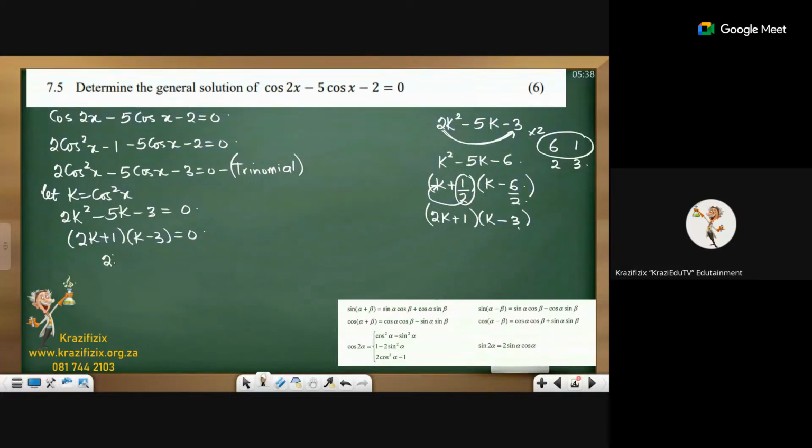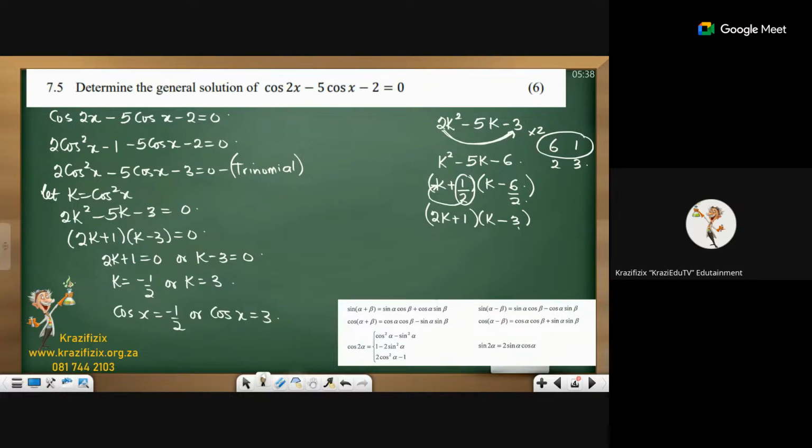So 2k plus 1 equals 0, or k minus 3 equals 0. K will be equal to what? Negative 1 over 2, or k equals 3. And what is your k? Cos x equals negative half, or cos x equals 3.